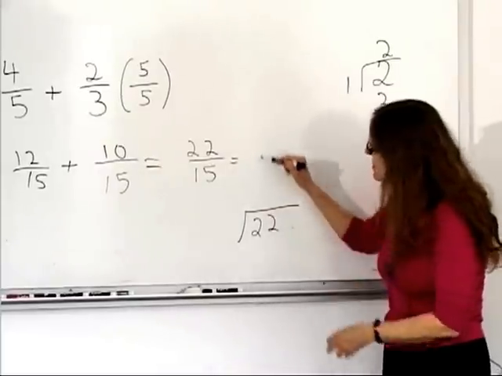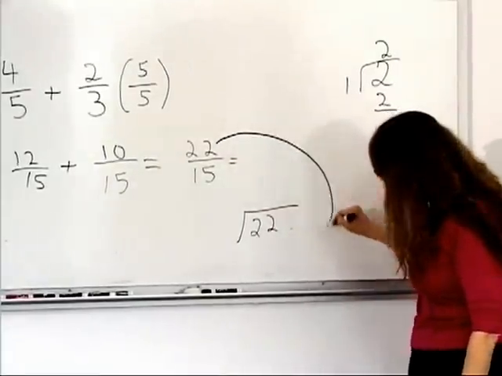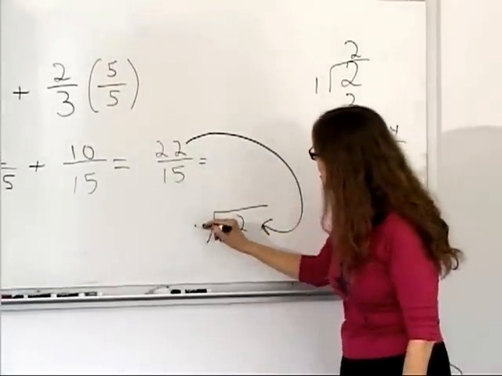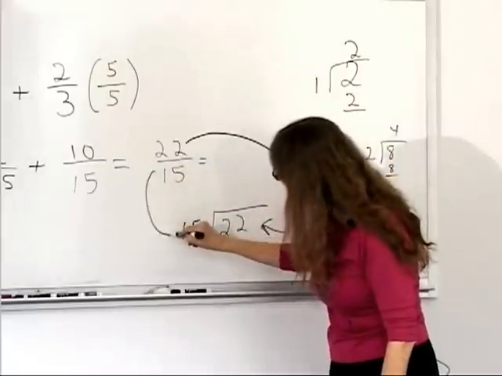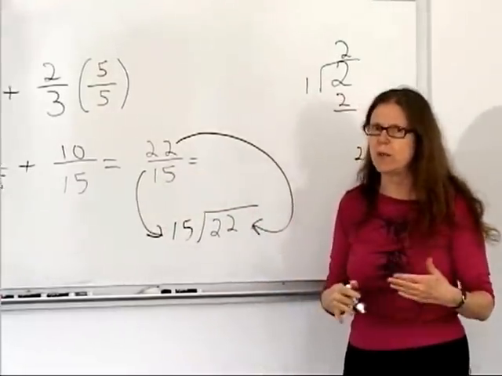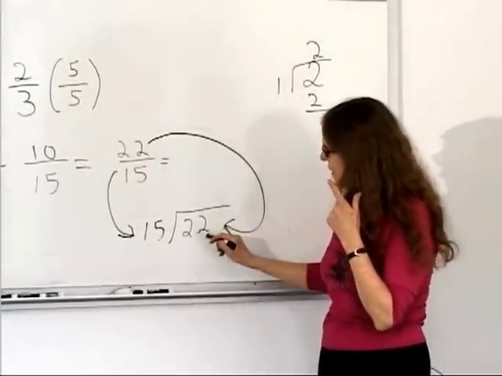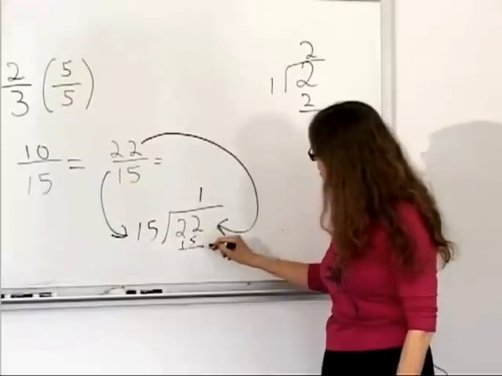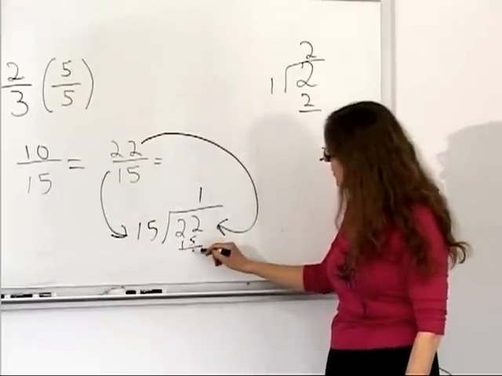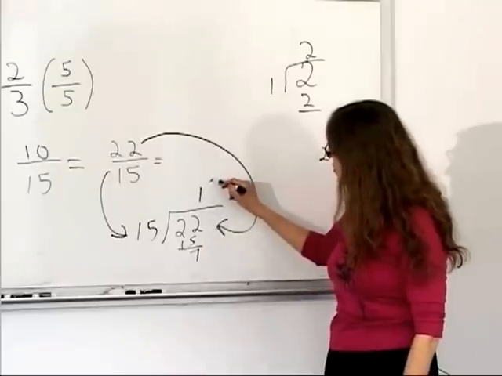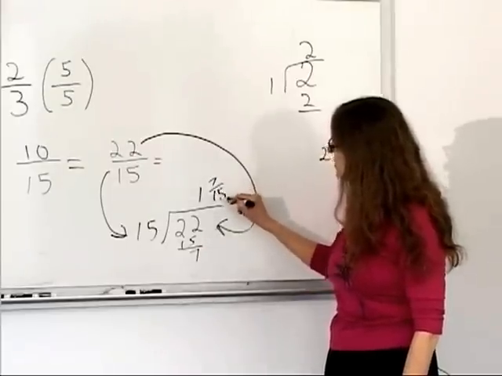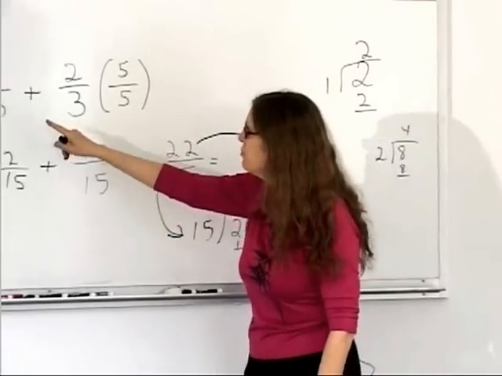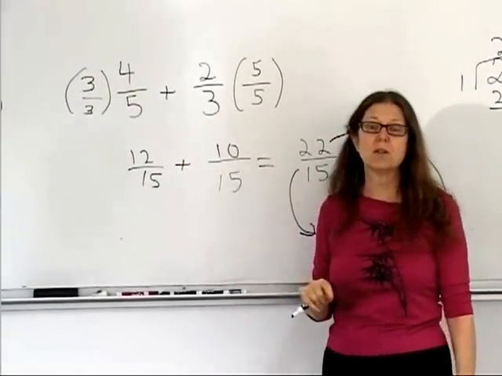And when we write this out, notice that the top number goes on the inside of this division sign. The bottom number goes on the outside. It's very easy for students to switch those, so you want to remember the top one goes on the inside. Okay, 15 into 22 goes once. 1 times 15 is 15, and the difference here is 7. So this is 1 and 7/15. And this is the answer to our original problem, which was 4/5 plus 2/3.